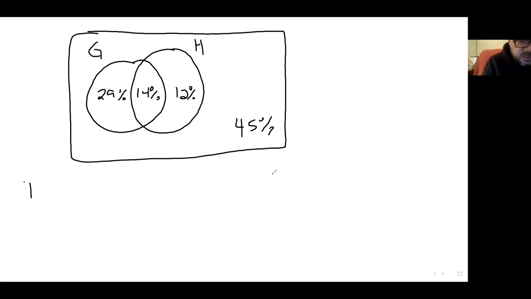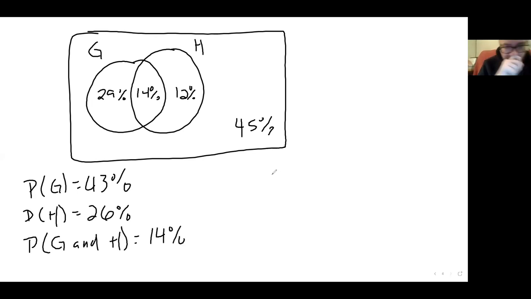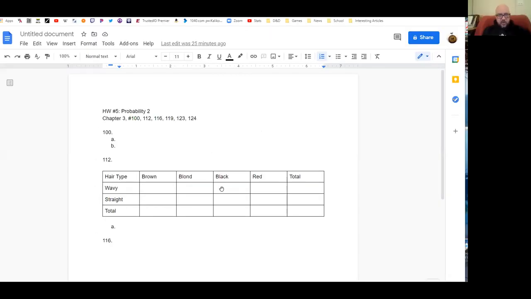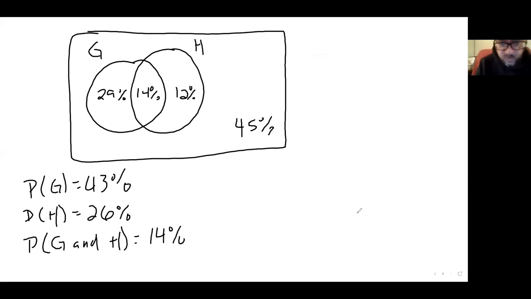So let me just try this, right? G is 43%. Probability of H is 26%. Probability of G and H was 14%. All right. So let's go look at what the question asks for. Probability of H or G.